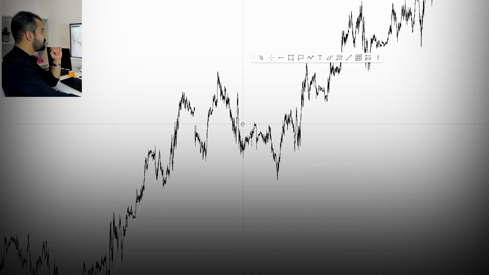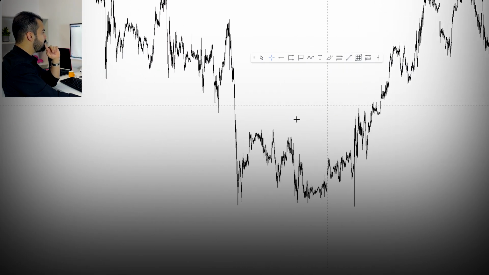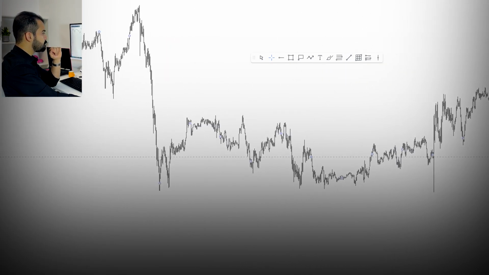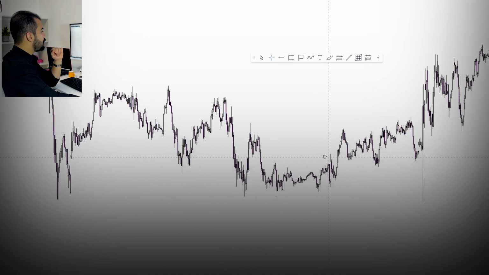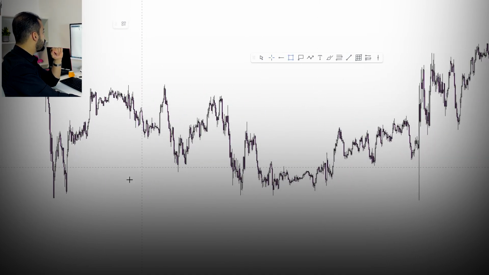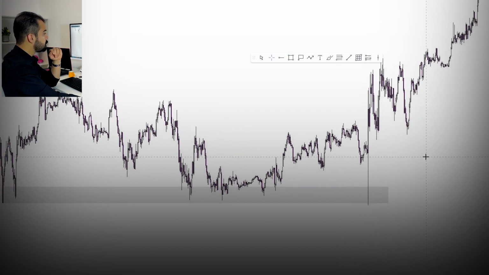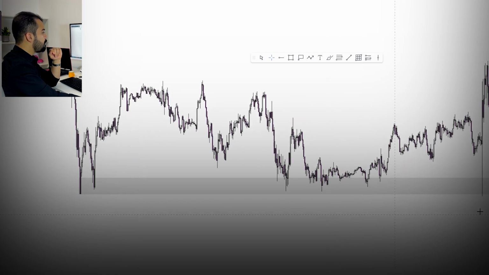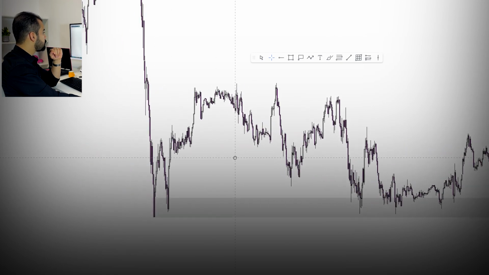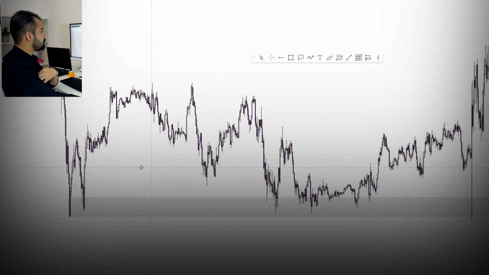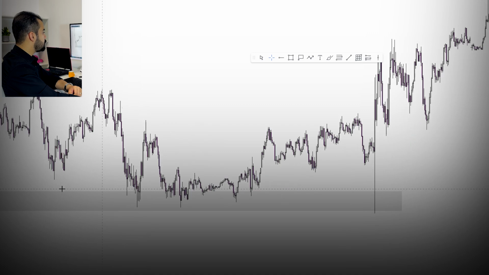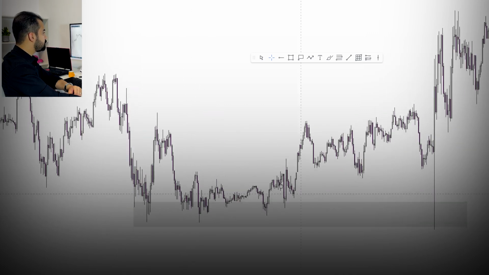Let me find the crucial support level. Maybe here, yes. Here is a crucial support level. I know this is about 2607. What's happening here? From here, just we consider it.